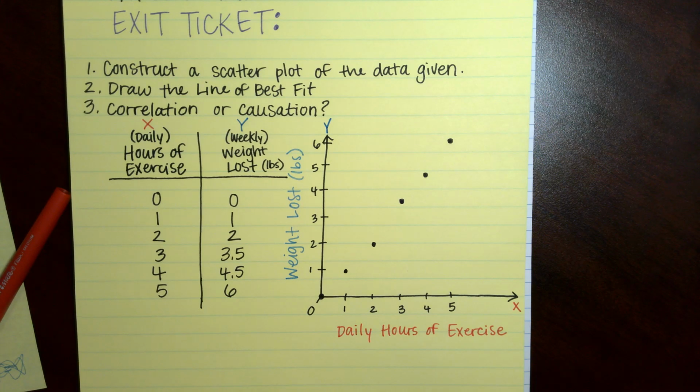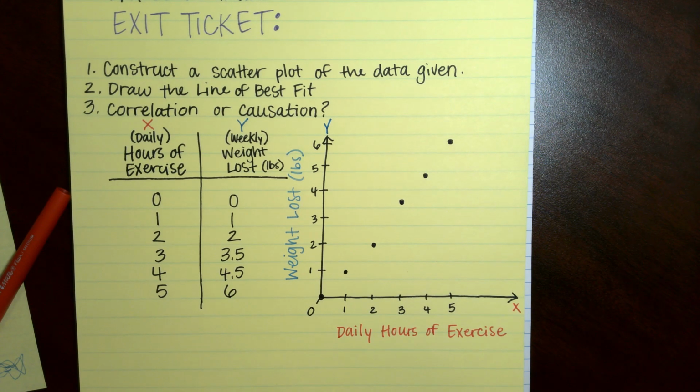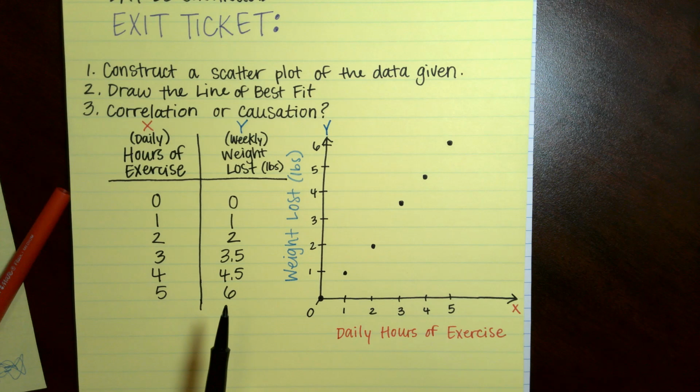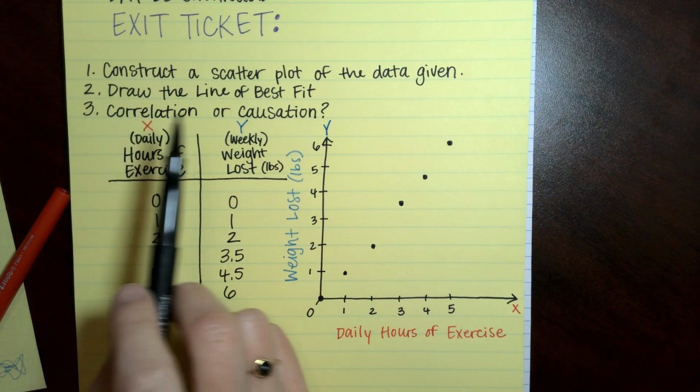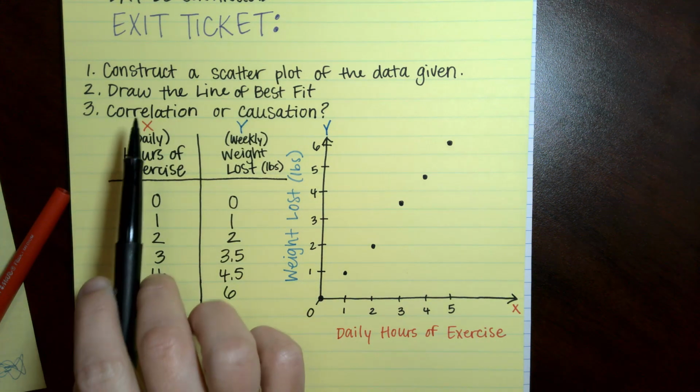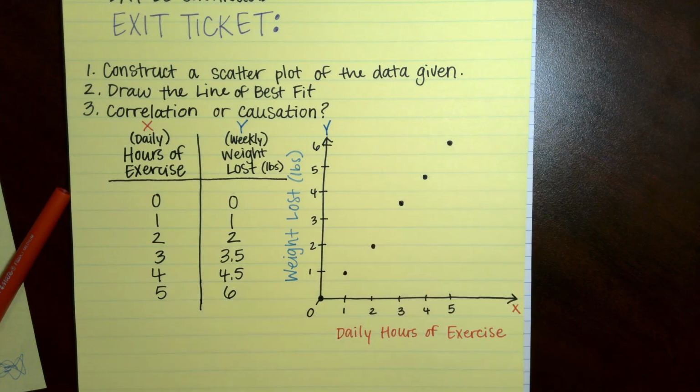I would have you make predictions, but I don't know if it's realistic to ask you how much weight a person might lose if they exercise more than 5 hours a day, because 5 is already very excessive. So we'll keep this realistic. I just want to know these two things. Draw the line and then tell me, is it just a correlation or is there actually causation? Does the amount of exercise you do directly affect your weight loss?